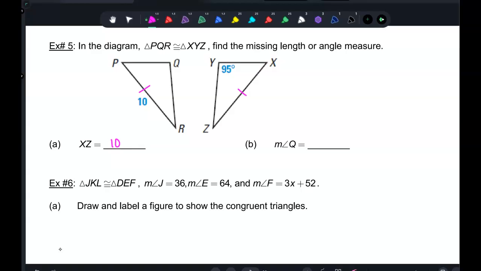Wait, how is it 10 again? Well, because look at XZ. XZ are the first and last letters here and here, so it has to match PR. And then angle Q is the middle angle, so it has to match angle Y. So the X is 10 on that, not the line above it. You don't need the line above it because it's not saying the side, it's saying the length of it.